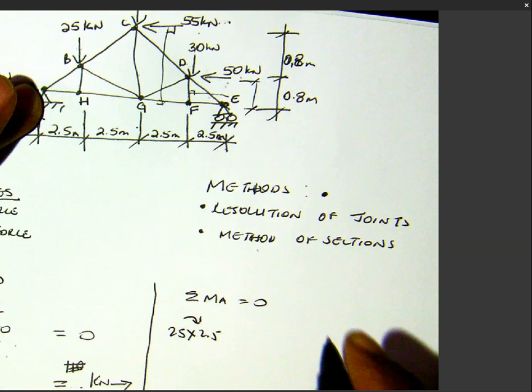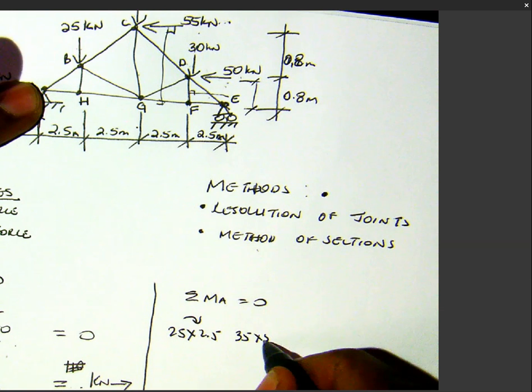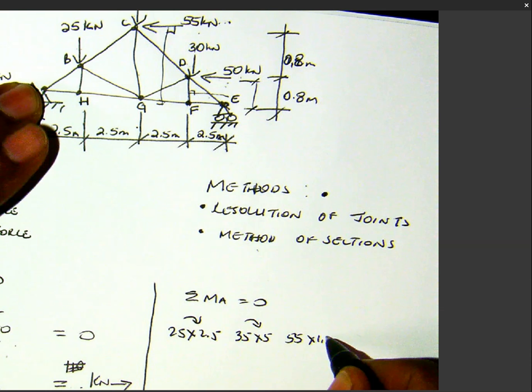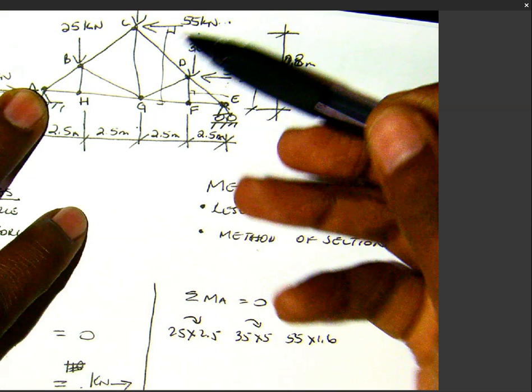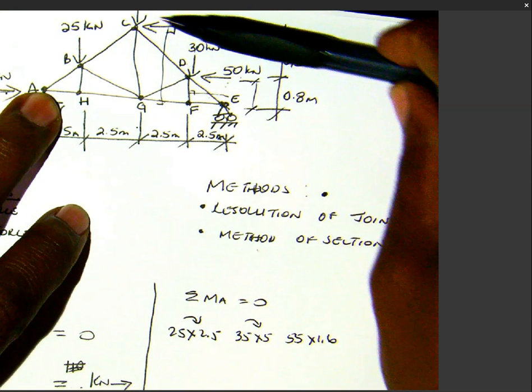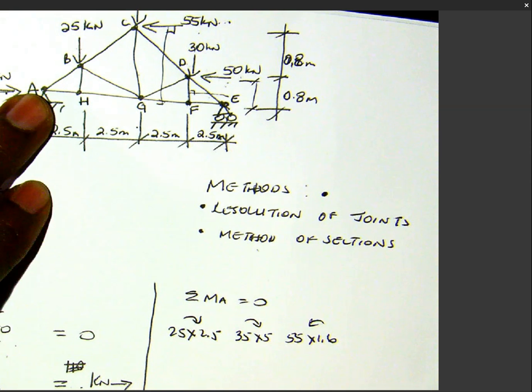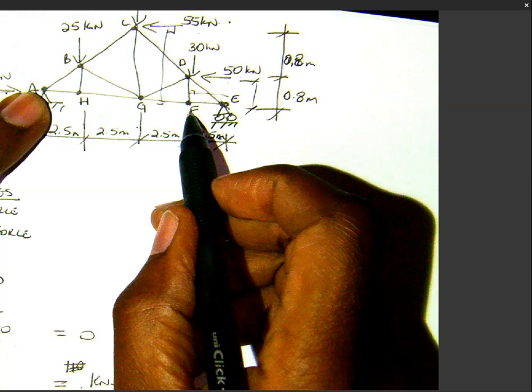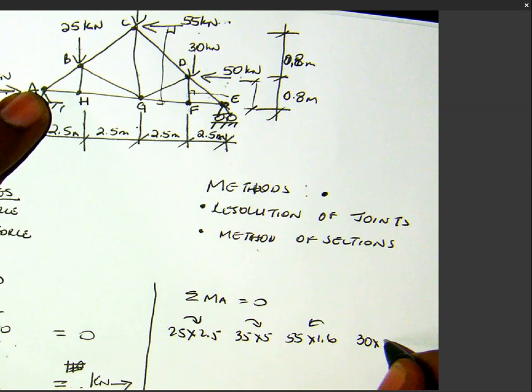Then I've got 35 times 5. It's rotating in the clockwise direction. Then I've got 55 times 1,6. Watch, the 55 is pushed in that direction. I'm taking moments about this. 55 is rotating point A in this direction. Then I've got 30 times the distance from 30 to there is 7,5, and it's rotating in the clockwise direction.